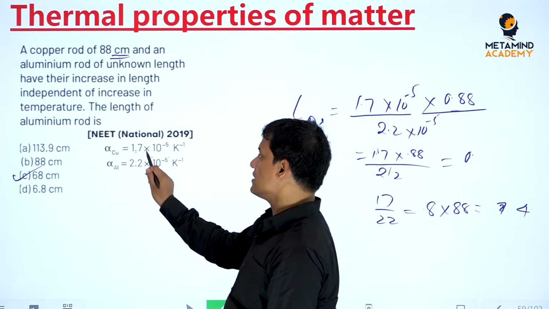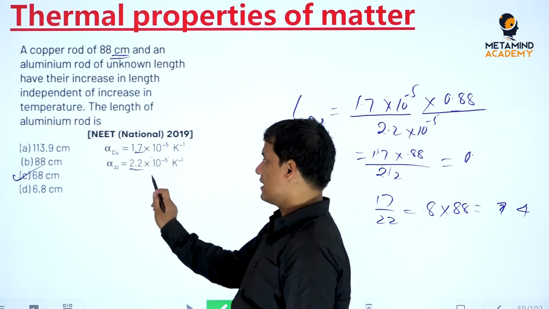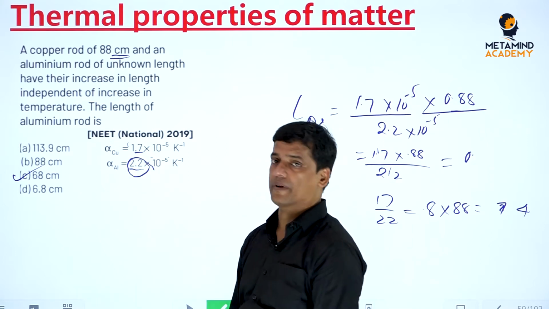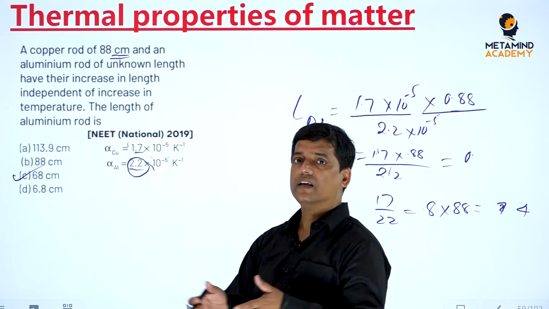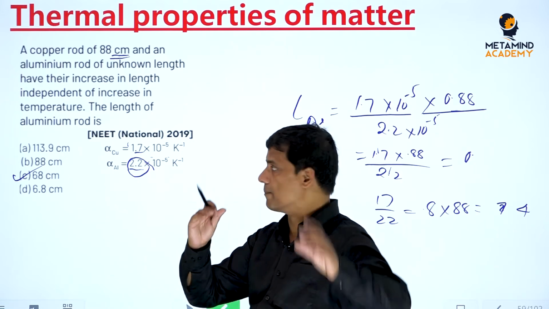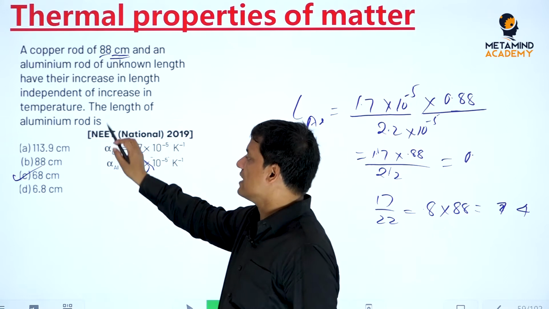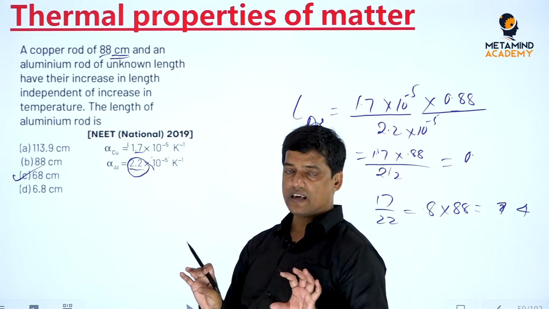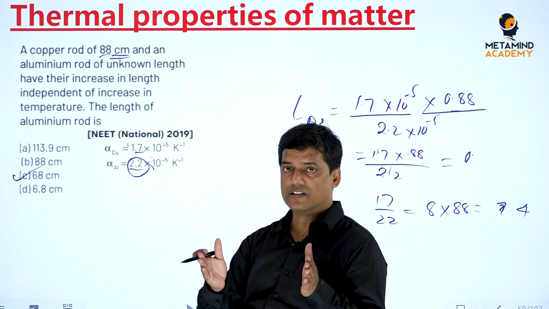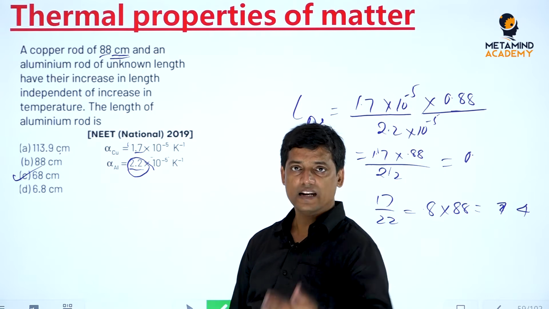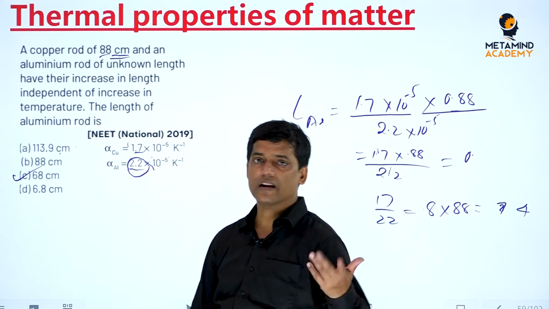See here the expansion of alpha Cu and alpha L, this is expanding more compared to copper. So to have the two expansions to be same, if everything is 88 centimeter, then in that particular case that will expand more. So to have the same kind of expansion, the original length should be lesser. So the answer should be less than 88. That is how 113.9 will not come.